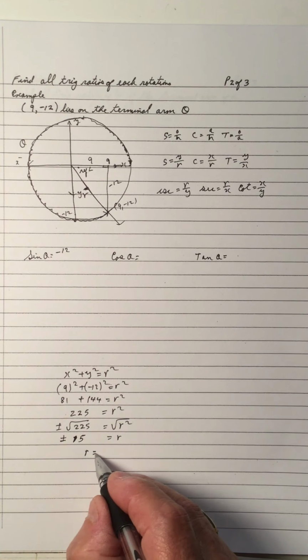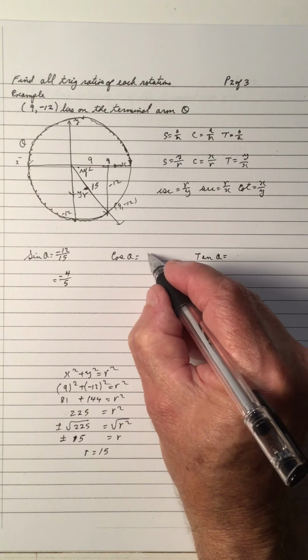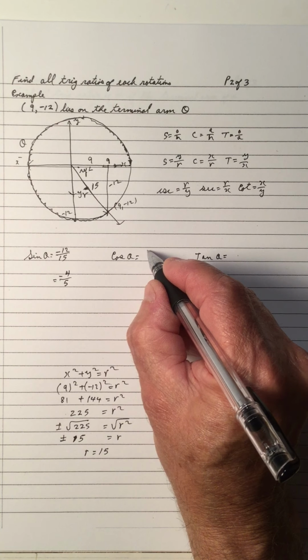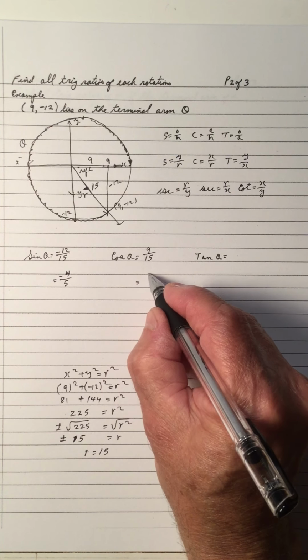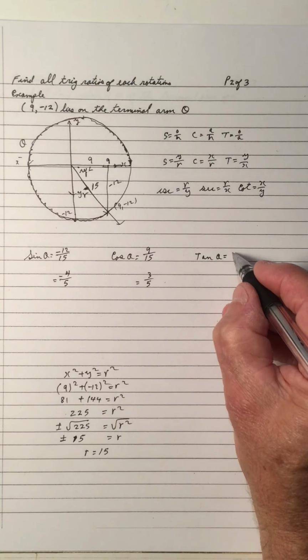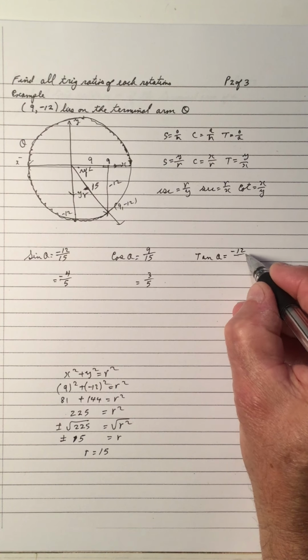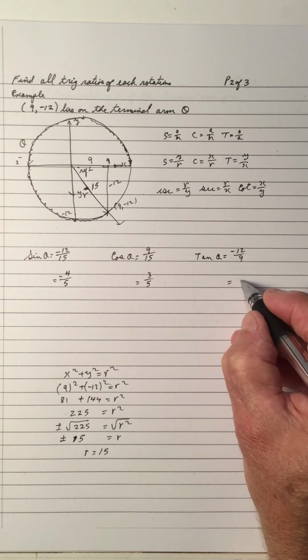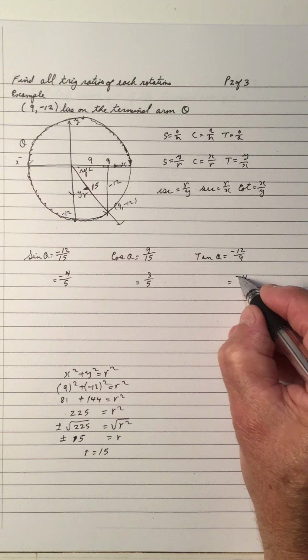And now we can work out sine is the y, which is negative 12 over 15. And we reduce that. 3 into 12 goes 4, 3 into 15 goes 5. So it's negative 4 over 5. Cos is the x, which is the 9 over the hypotenuse, and 3 into 9 goes 3, 3 into 15 goes 5. And tan is the y, which is negative 12, over the x, which is 9. And we reduce. 3 into 12 goes 4, 3 into 9 goes 3 times, negative.